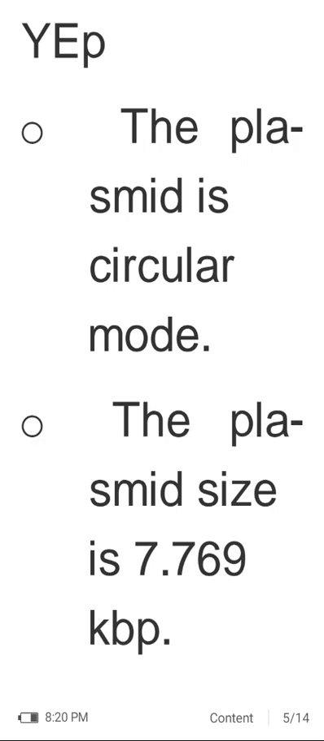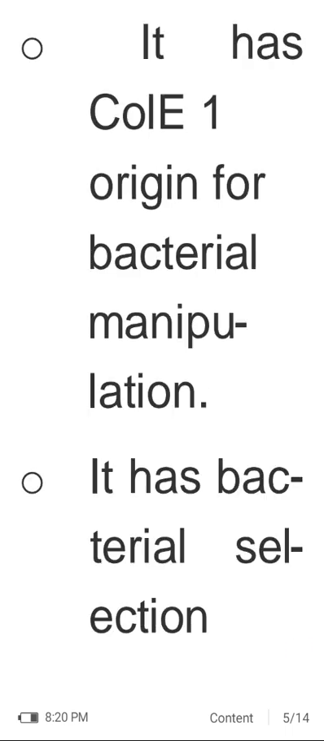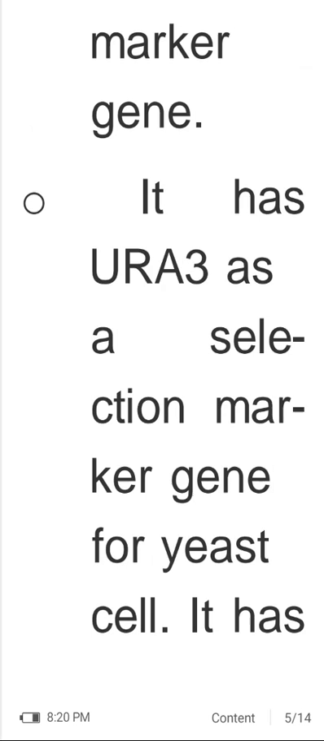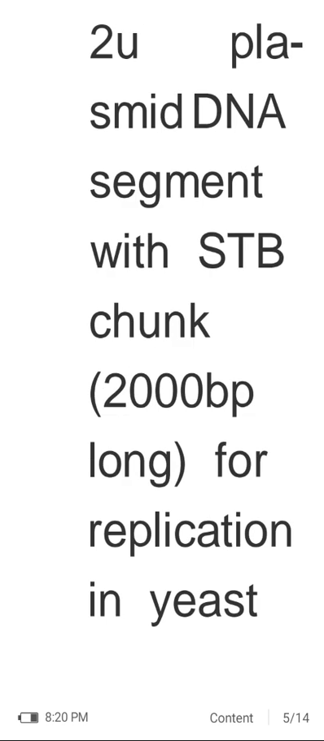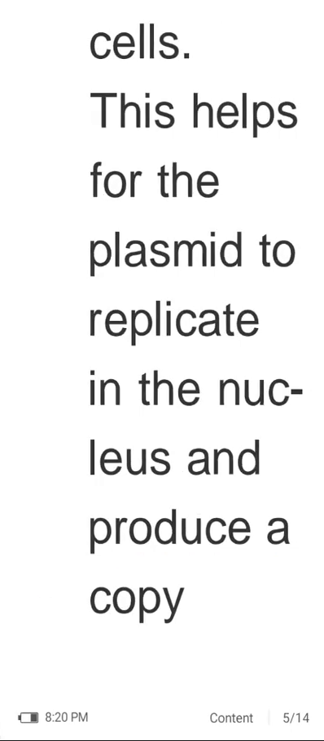The other characters of YEp: the plasmid is circular. The plasmid size is 7.769 kilobase pair, and it has a ColE1 origin for bacterial manipulation. It has a bacterial selection marker gene. It has URA3 as a selection marker gene for yeast cells. It has a 2 micron plasmid DNA segment with STB region, 2000 base pair long, for application in yeast cells.